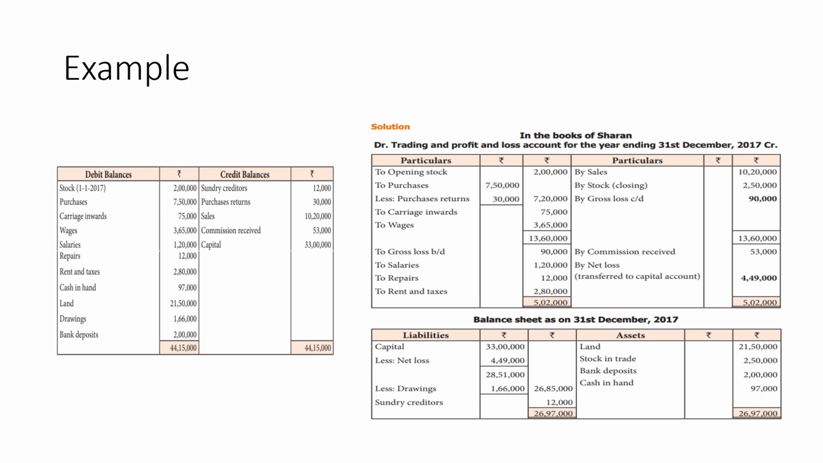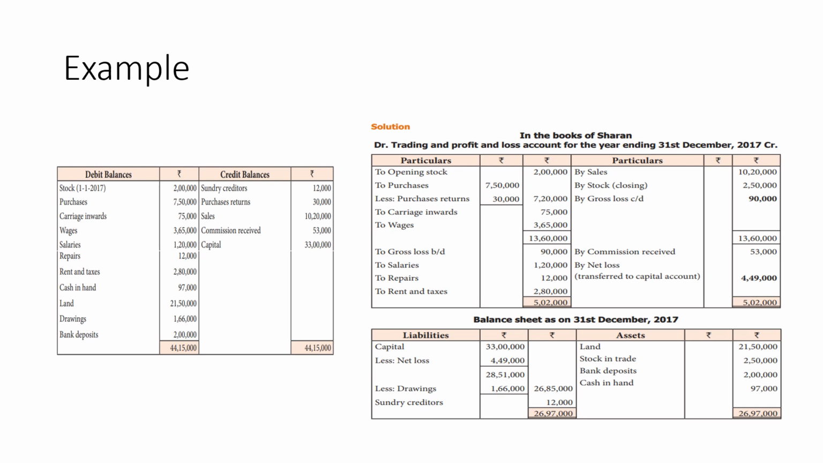Here the total is 53,000. Now you again got a loss, that is a net loss. The net loss amount is 4,49,000. Now that you have the loss, we can write the balance sheet.